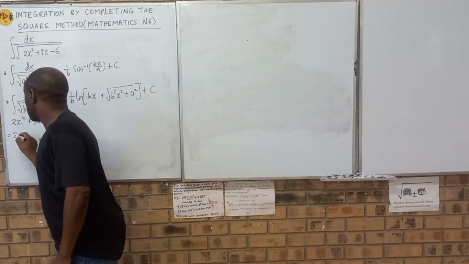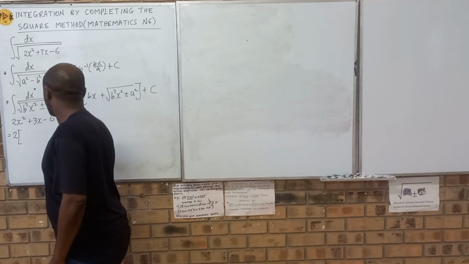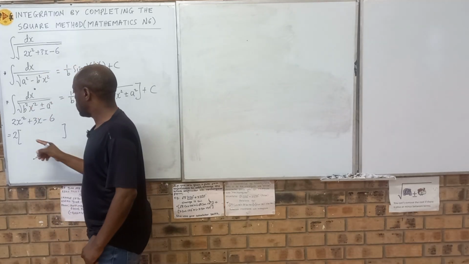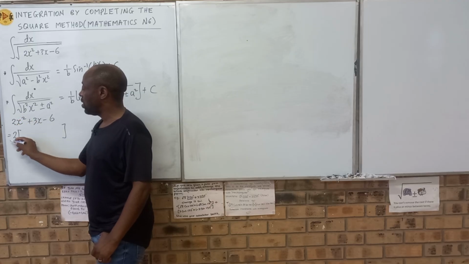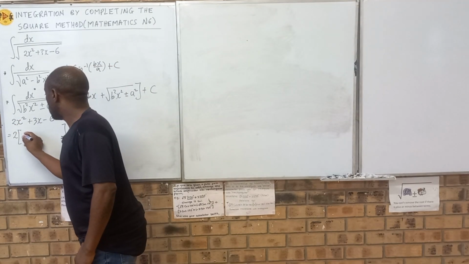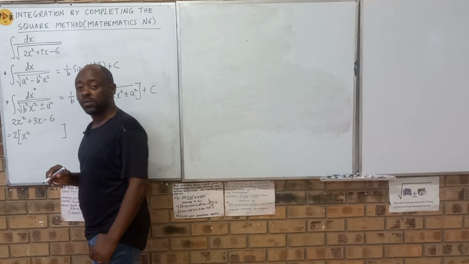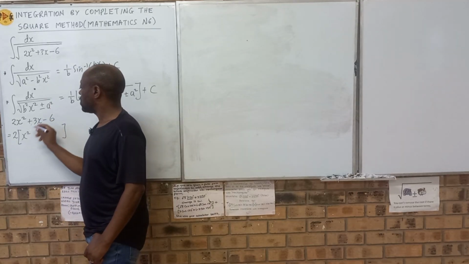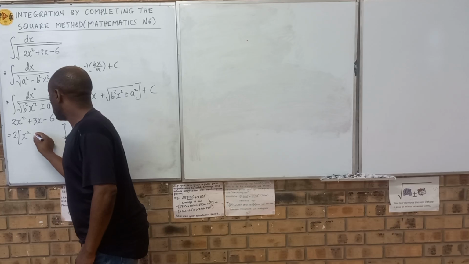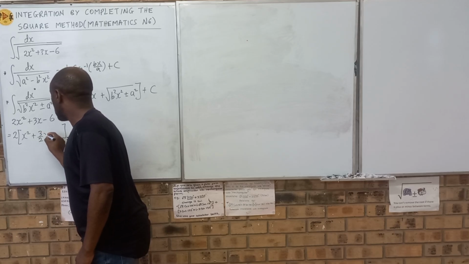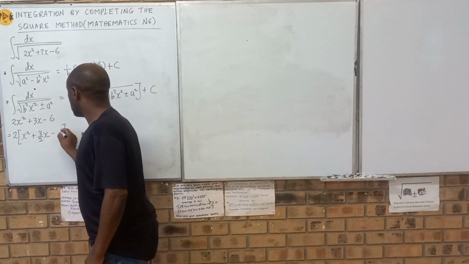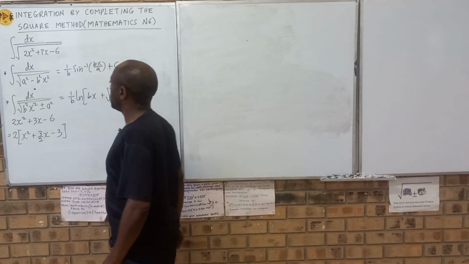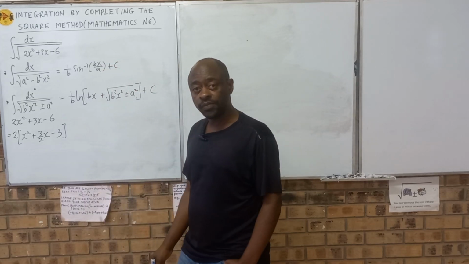I'll put down my 2, I open a square bracket. Then what I put in here, I get it by taking 2x squared, I divide by 2, that will give me an x squared. Then I take 3x, I divide by 2, that will give me 3 over 2 x. Then I take negative 6, I divide by 2, that gives me negative 3. So that's my first step.